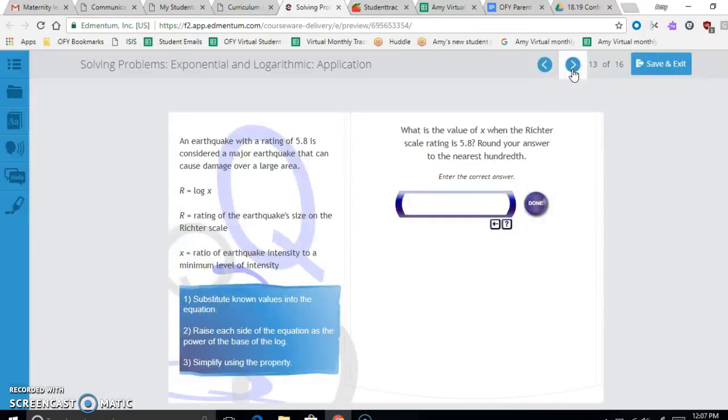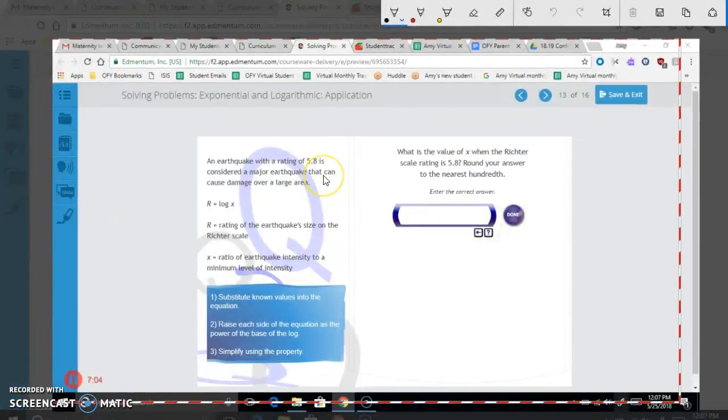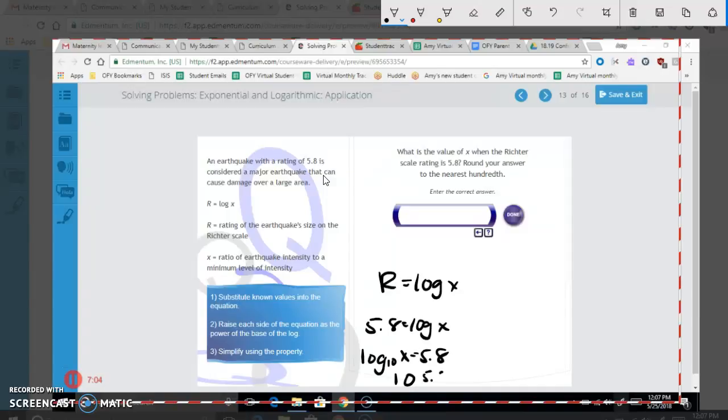Okay, so this is easy. We're just going to plug into r equals log x and solve. So the reading was 5.8 equals log x, and I like putting the log first when we do this. There's a base of 10, so we're going to rearrange it to be exponential, so 10 to the power of 5.8 equals x. You do that in your calculator and you're good to go.